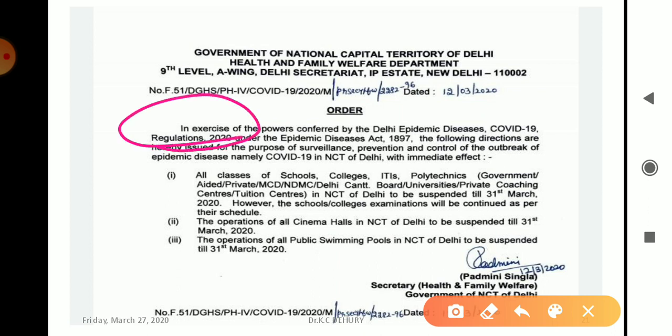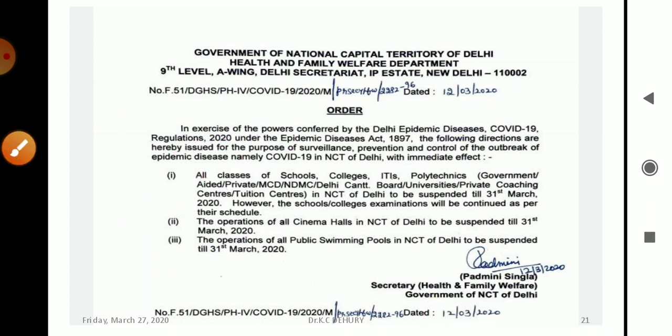It will always regulate under the Epidemic Disease Act. The Delhi government has closed schools, colleges, IIT, polytechnics, boards, universities and coaching institutes till 31st March 2020, later extended to 14th April 2020. The operations of all cinema halls in the NCT of Delhi will be suspended till 31st March 2020. The operation of public swimming pools in NCT Delhi to be suspended. So all are the regulations by the respective state governments.